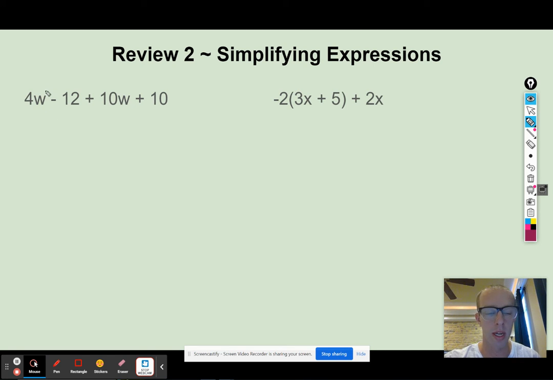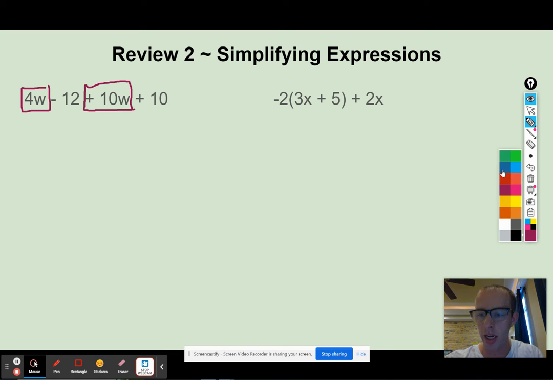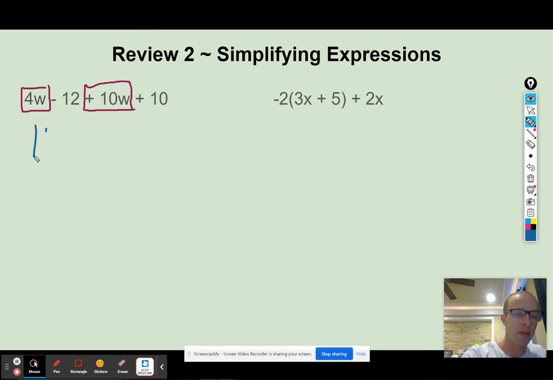One of the ways that we can make expressions more simple is by combining like terms. So here I have a 4w and a positive 10w. Those will combine, right? I can combine those because they are like terms. They have the same variable. A 4w and a 10w gives me 14w.